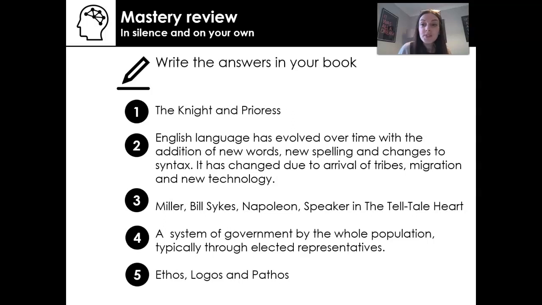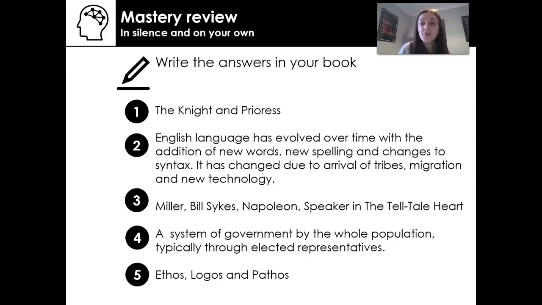Number 4 then, that was the word democracy. So democracy is all about people power. So a system of government where the whole population is governed by elected representatives. So in a democracy, we would have the right to vote who we want to be leading us in our government.